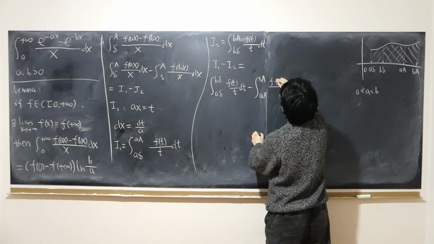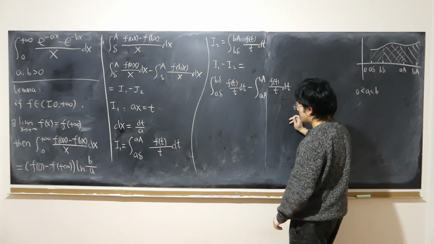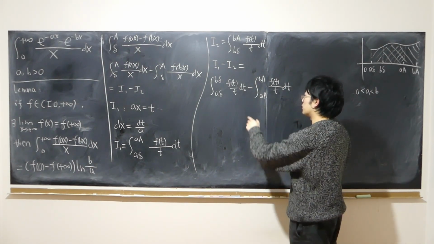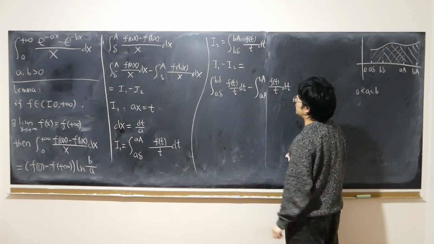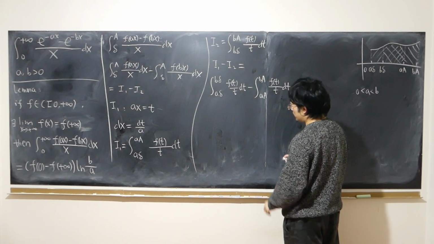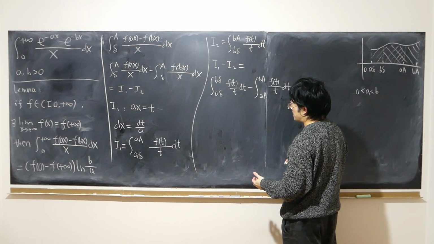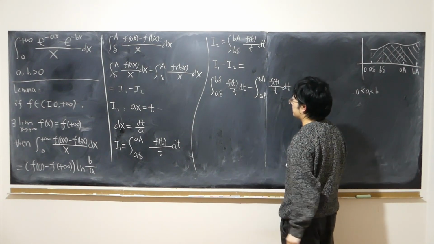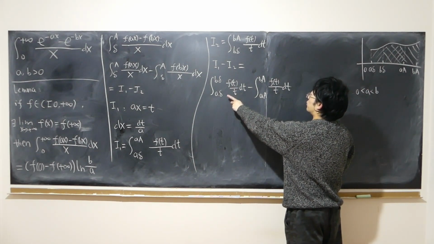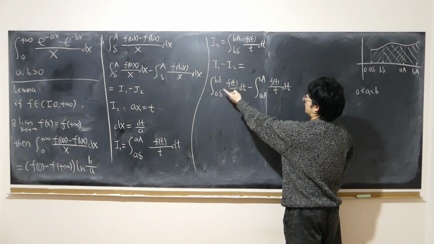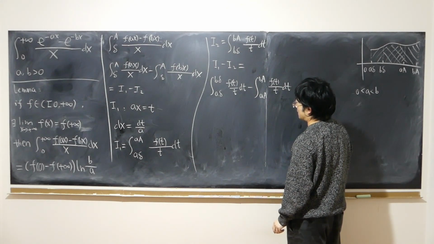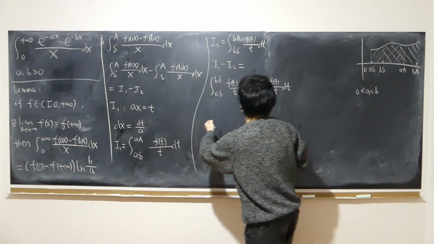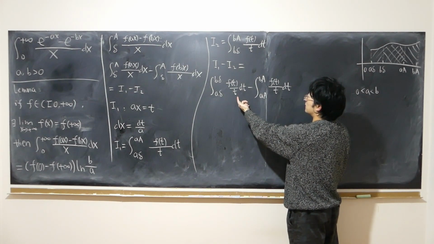Same thing, f(t) over t dt, right? So what do I do now? Remember, like I said, we're going to let delta approach 0 and let capital A approach positive infinity. Before we do that, let me just use the mean value theorem of integration. As long as we have a product of two functions, the first function f of t and the second function 1 over t, and they're both continuous, are they? Yes, they're both continuous.